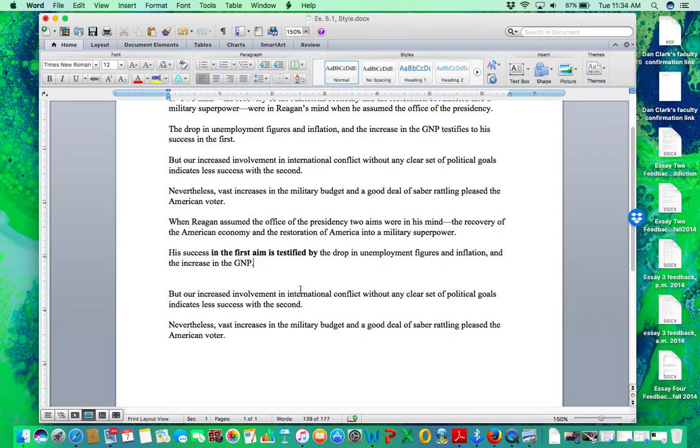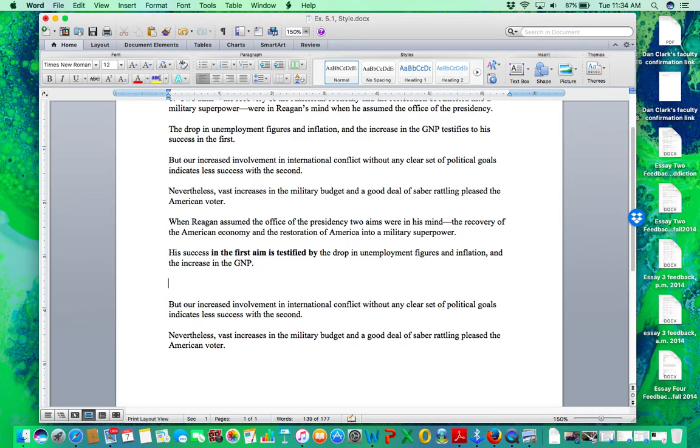But our increased involvement in international conflict without any clear set of political goals and deeds, less success with the second. Okay, so we want to get this. So I want to think something like this. But he had less success with the second aim.